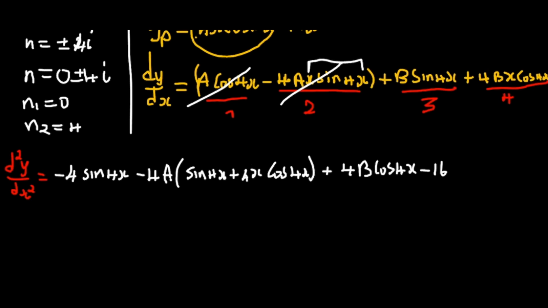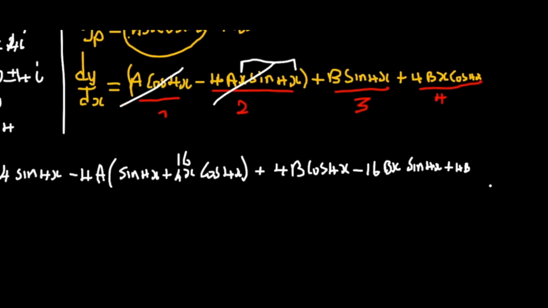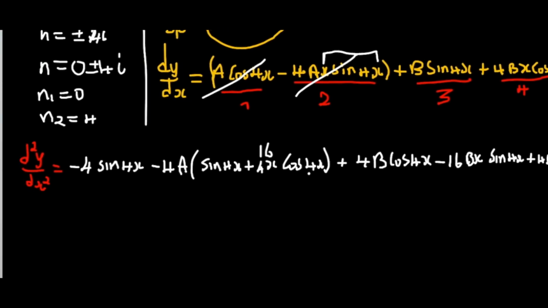Normally here is 16, so 16bx sine 4x plus 4b cos 4x. So that's what we have in that case. Coming back to this, okay, let's just say it's 4 there. It's 4 actually.